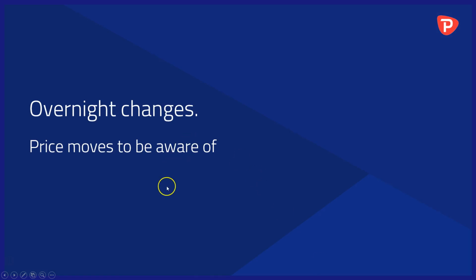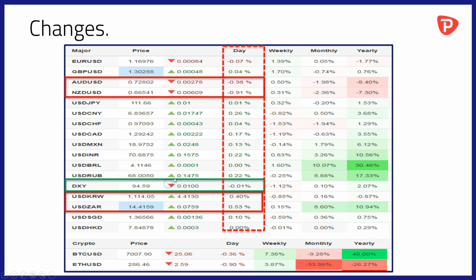Alright, let's take a look at the overnight changes and price moves to be aware of. And we've seen some rather contradictory moves, or at least on the face of it contradictory moves, in the foreign exchanges overnight. For example, we have seen weakness in both the Australian and New Zealand dollars, and in the Korean won and the South African rand against the US dollar, but the dollar index has remained largely unchanged, and if anything slightly down on the day, or down overnight I should say. So some contradictions there, but we'll look at the reasons behind those moves momentarily.